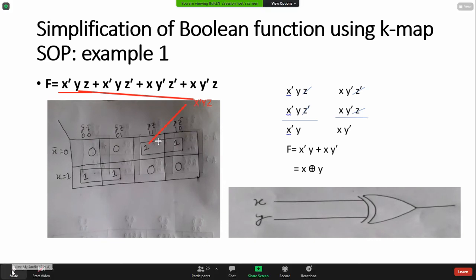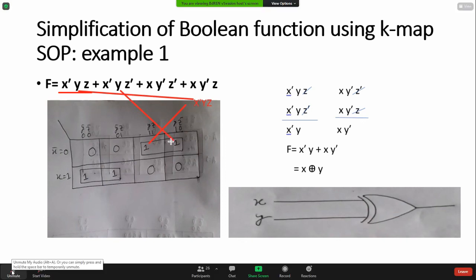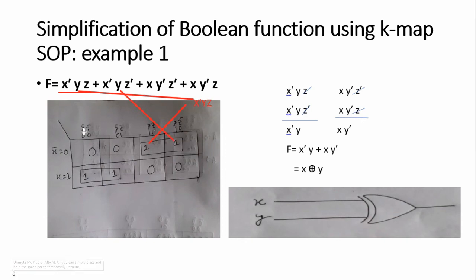For the next one, what is the variable's value here? X inverse, Y, Z inverse. That is written in our function. Now this one, X, Y inverse, Z inverse. Then this one, X, Y inverse, Z. The rest of them will be 0. So now are you clear?